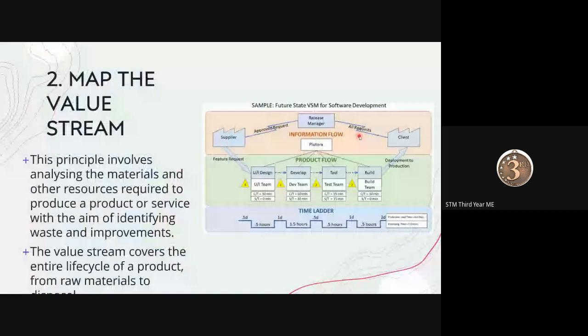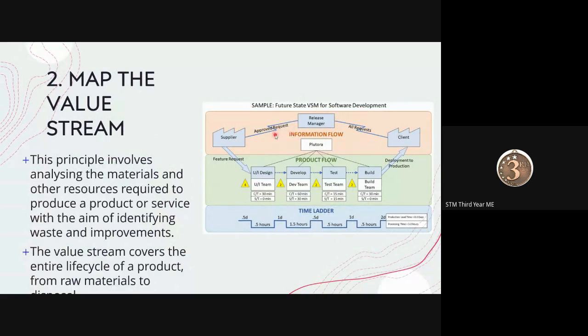Next is map the value stream. So what is map the value stream? This is the value stream mapping of a software. You can see here the future state value stream mapping for software development. This is how they map a value stream. You can see supplier, list manager, client: three different levels of our product cycle.